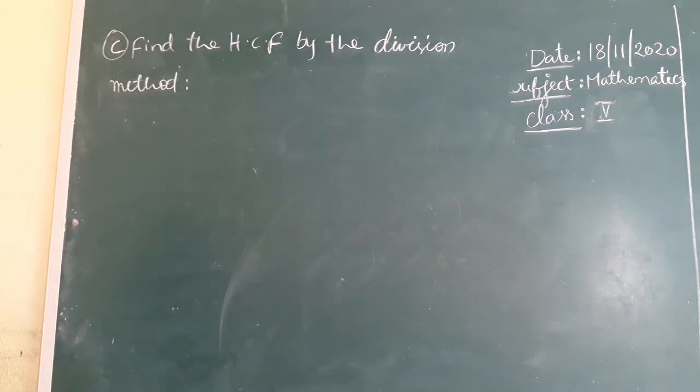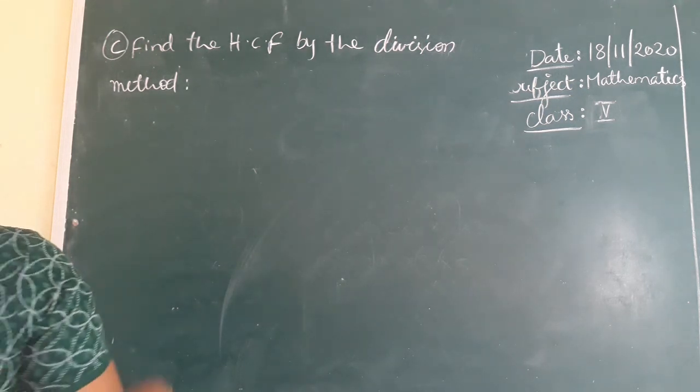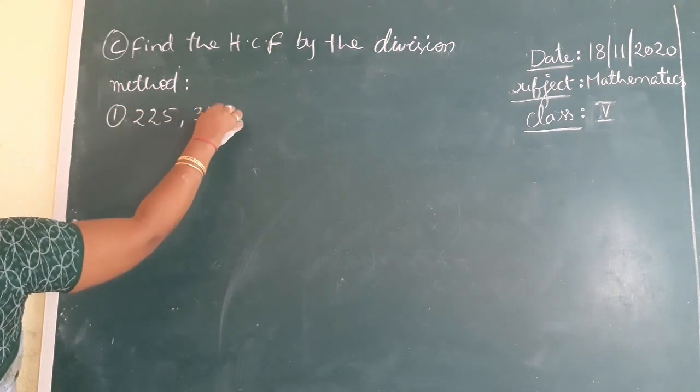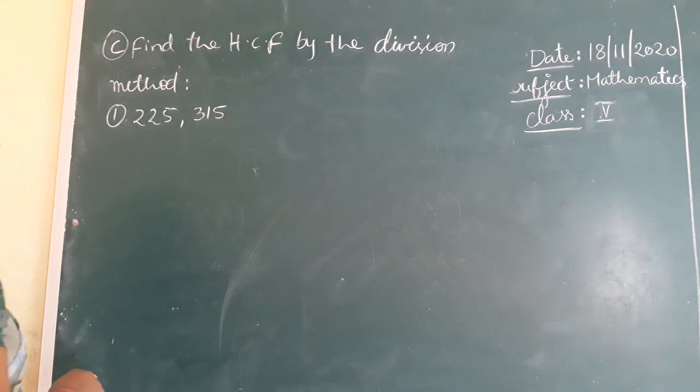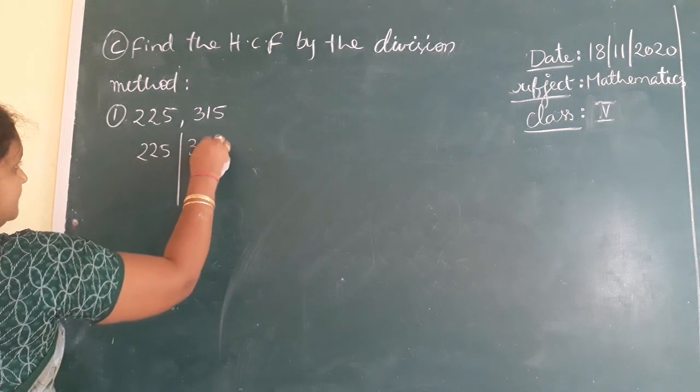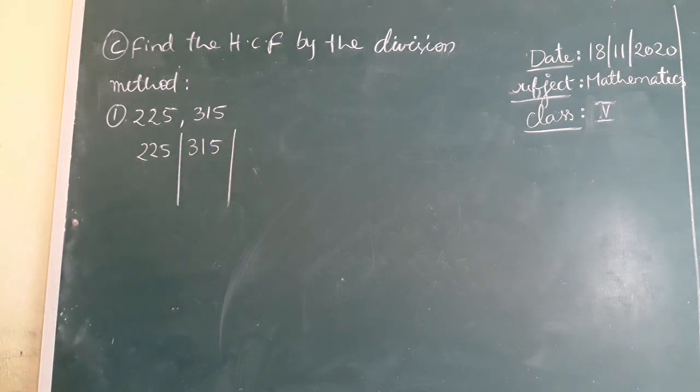See the numbers, first one: 225, 315. Children, already we learned the factors method and the prime factorization method. Now we are going to learn the division method. Okay, see, 225 divides 315. 2 2s are 4, so it exceeds 300. So one time only it is possible.